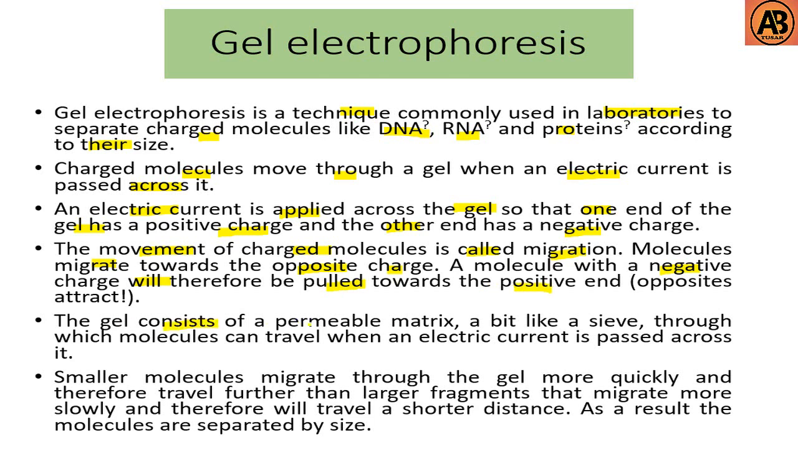A molecule with a negative charge will therefore be pulled towards the positive end. The gel consists of a permeable matrix, a bit like a sieve, through which molecules can travel when an electric current is passed across it. Smaller molecules migrate through the gel more quickly and therefore travel further than larger fragments that migrate more slowly and therefore will travel a shorter distance. As a result, the molecules are separated by size.